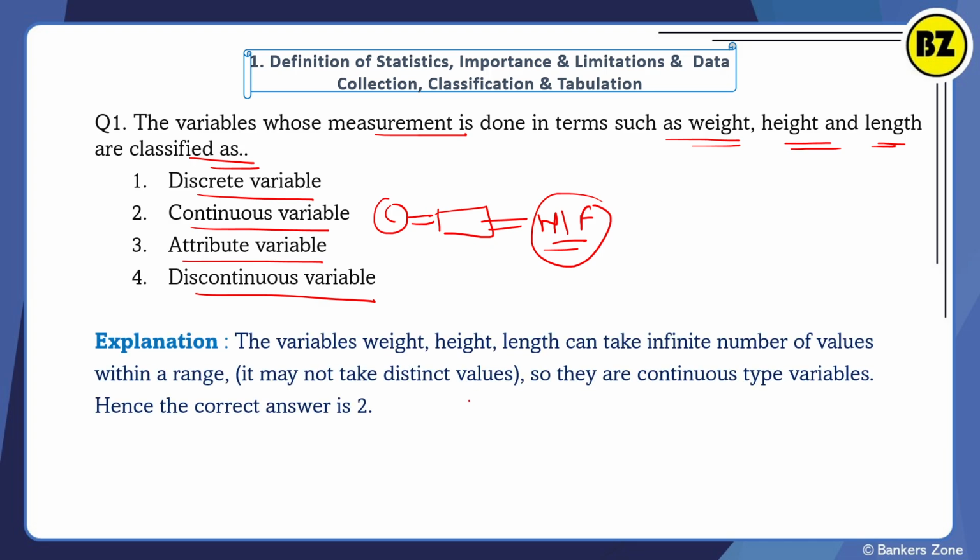A variable like weight, height, length can take an infinite number of values within a range. It may not take distinct values, so they are a continuous type of variable. Okay, so the correct option will be option number 2.